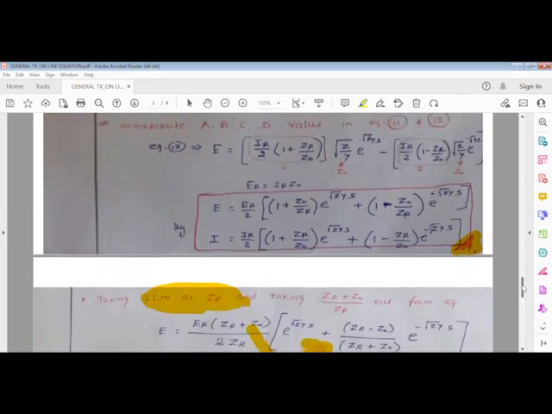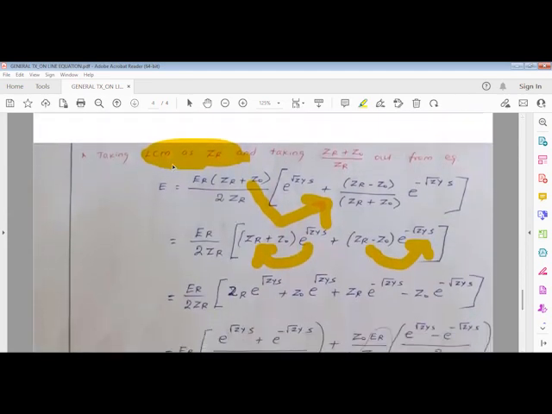Again, we can reduce this by taking the LCM of ZR and taking ZR plus Z0 outside from the above equations. Now taking this outside, it becomes like this. Now again ZR plus Z0 multiplied with the inside, we get this equation. Then the term e power root of yz s is multiplied with ZR plus Z0. Similarly here, the e power minus root of zy s term is multiplied with ZR minus Z0. So now here we have the terms with e power root of zy s and e power minus root of zy s.